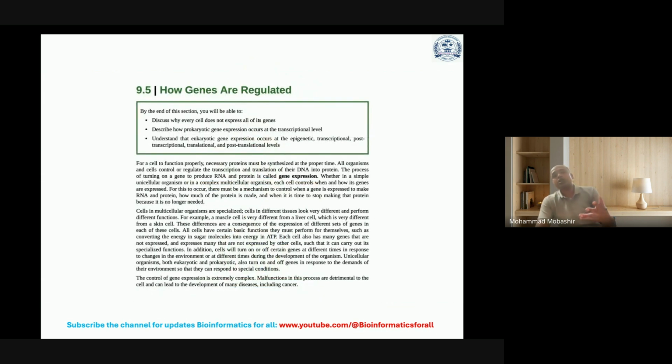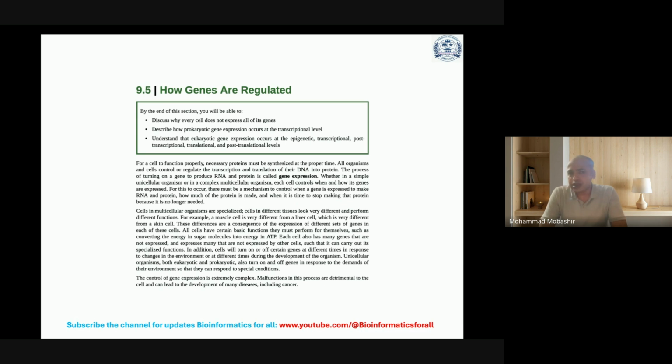Now, how the genes are regulated. This is also a very interesting topic, which you need to understand: exactly how genes are regulated in eukaryotes and prokaryotes. For a cell to function properly, necessary proteins must be synthesized at a proper time. All organisms and cells control or regulate the transcription and translation of their DNA into a protein. The process of turning on a gene to produce RNA and protein is called gene expression.